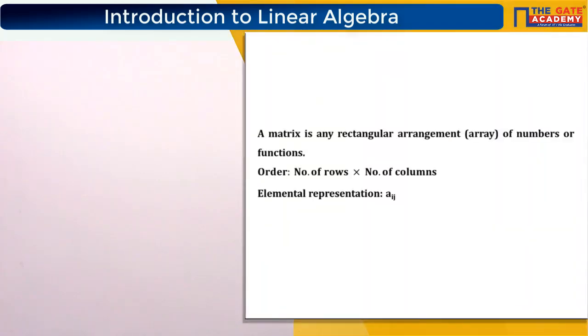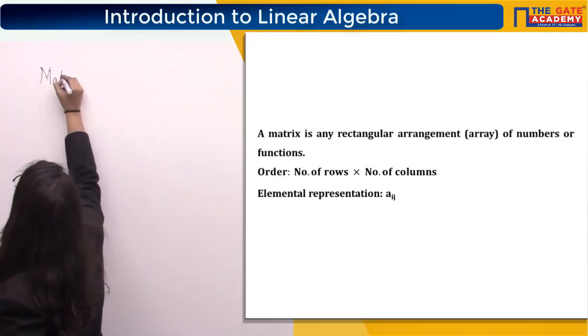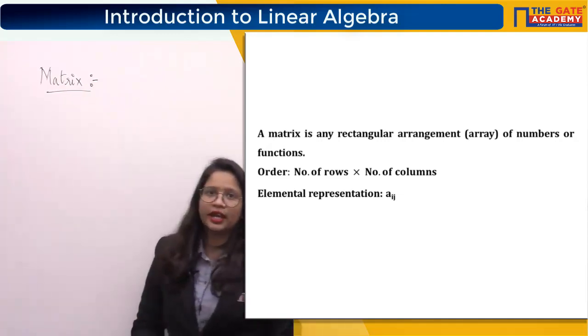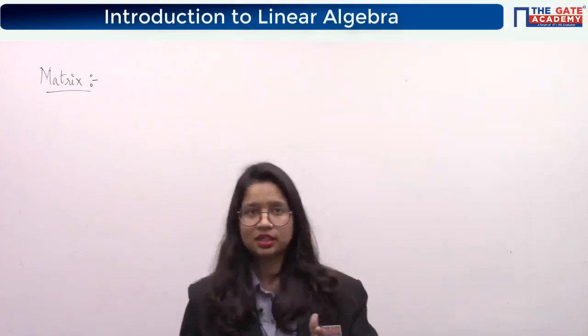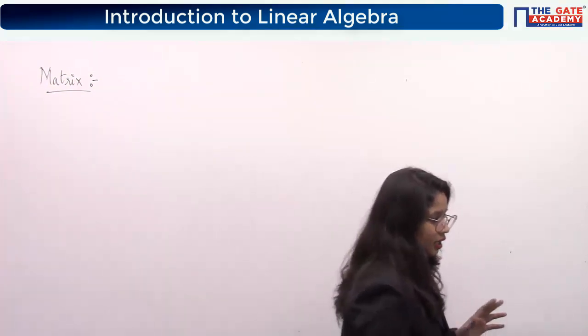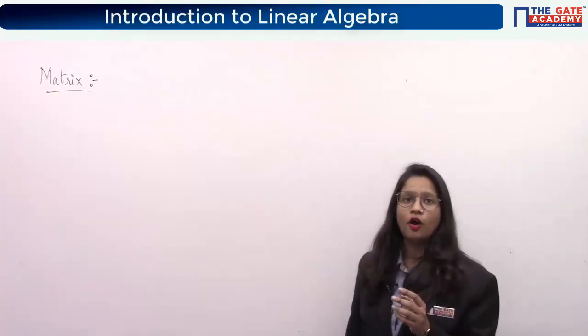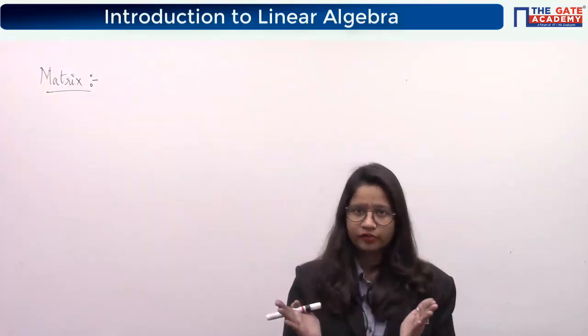So coming to the first thing, write down matrix. What is a matrix? Actually I have told the definition already, so let's look at the definition. Write down the definition. What is a matrix? A matrix is any rectangular arrangement. You can see the secondary screen, I guess. It is any rectangular arrangement or array of numbers or functions. So it is just an arrangement of numbers or functions.